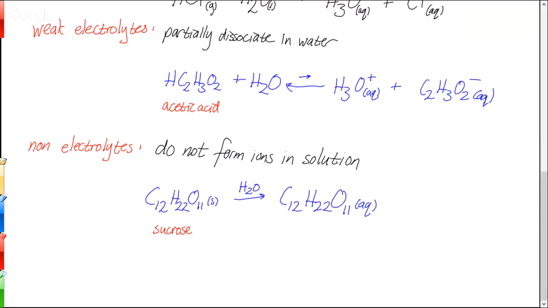And that's sometimes a tricky thing to keep straight, because when you're watching it happen, you can see the little bits of sugar going away, and so it seems like it's going away. But at the molecular level, the molecules are actually staying together, and that's why it's a non-electrolyte. It's not breaking apart. It's not forming any ions in solution.